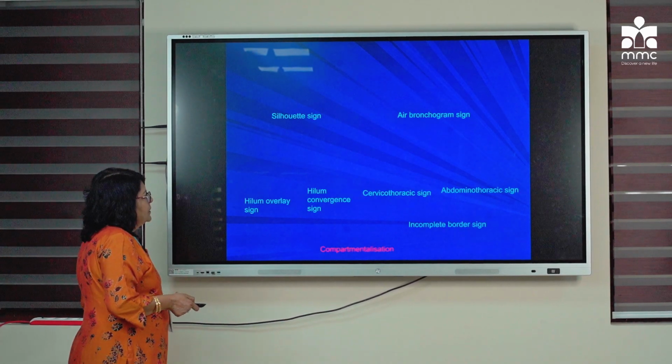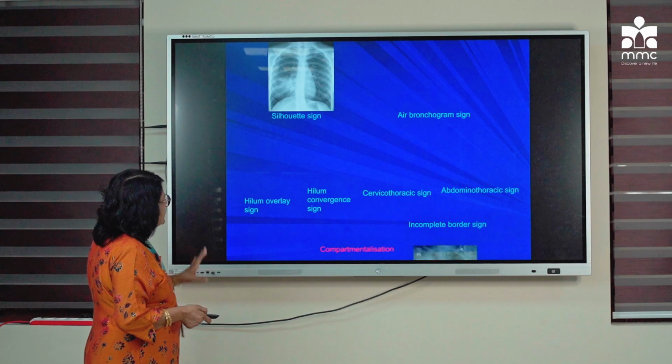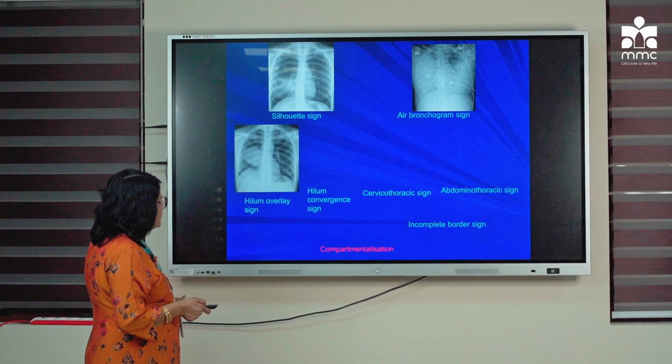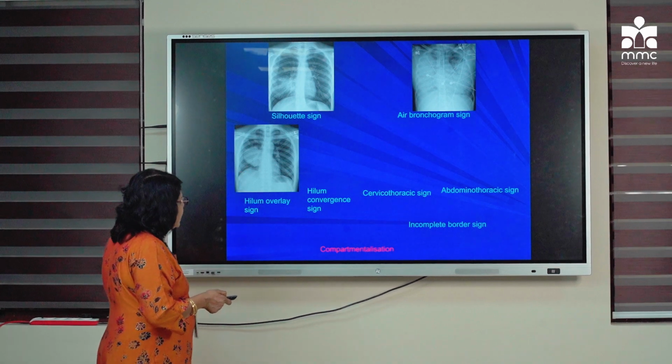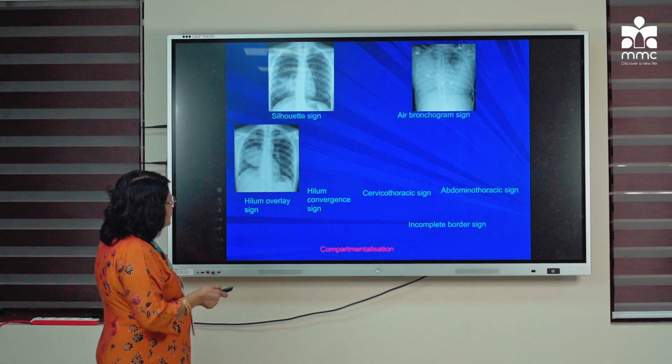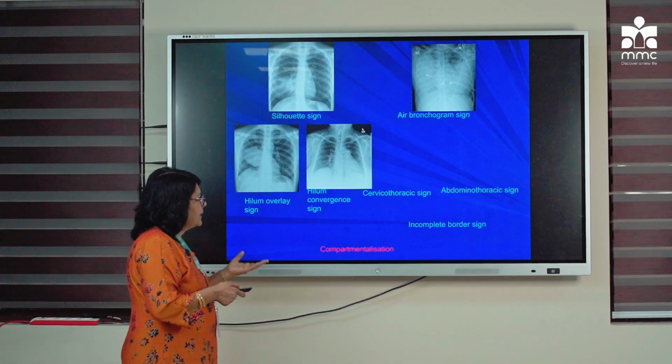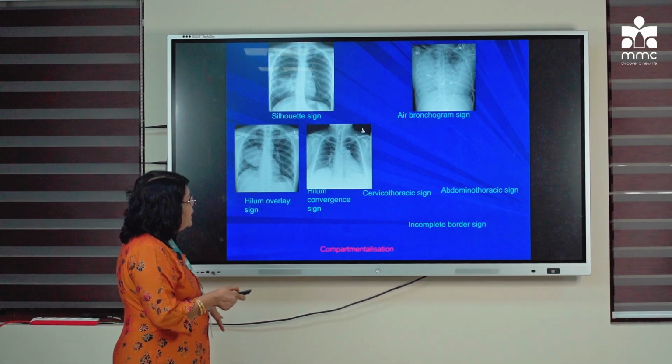Okay. So you should know some signs. The silhouette sign is mainly for pathology. Air bronchogram sign in a pathology indicates consolidation. Hilum overlay sign indicates that the lesion is anterior or posterior in the mediastinum. Hilum convergence helps to differentiate pulmonary vessels from a mediastinal mass.